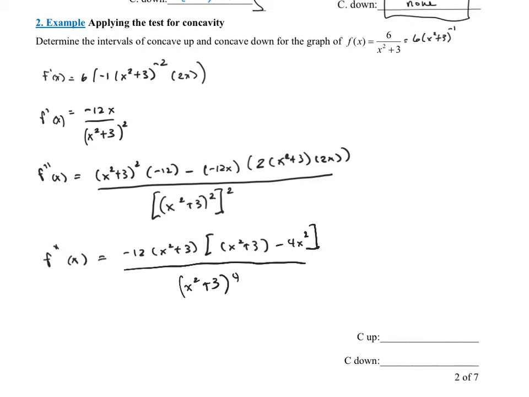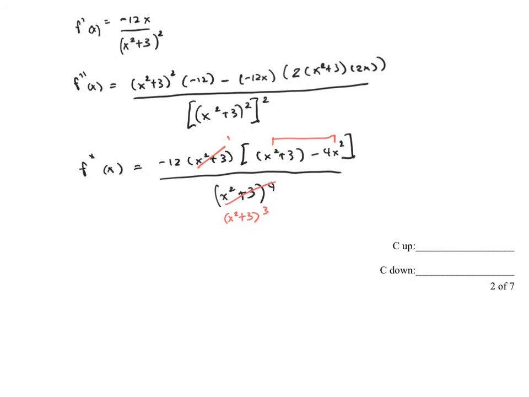Why do I like to factor it? Because a lot of times you can simplify. For instance, I see here in the numerator I have an x squared plus 3. Here in the denominator I have an x squared plus 3, so this would turn into x squared plus 3 raised to the third power. And then I'm going to combine like terms in the parentheses here to simplify for my final step. Let's see what we have. I'm ending up with f double prime of x equals negative 12 times, looks like I would have a negative 3x squared plus 3, and on bottom I'd have x squared plus 3 raised to the third power.